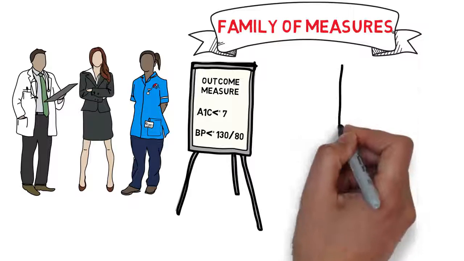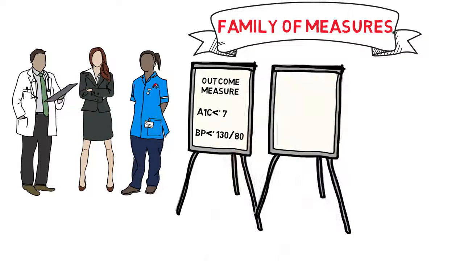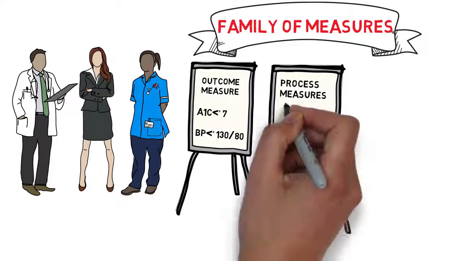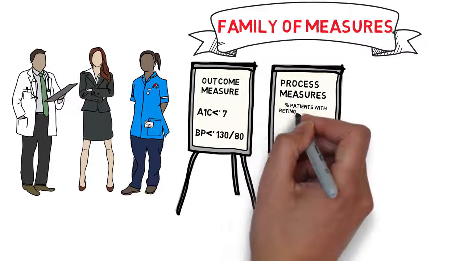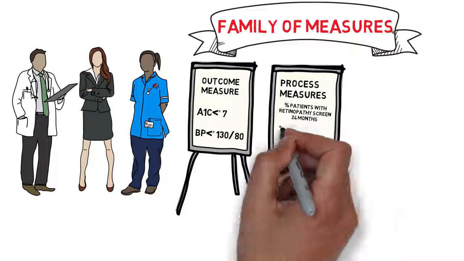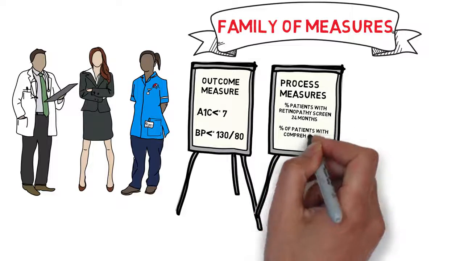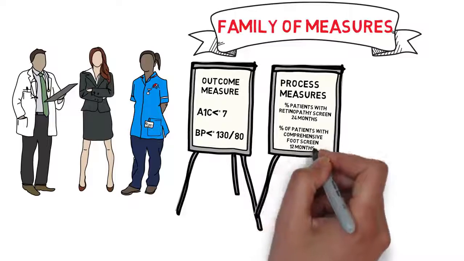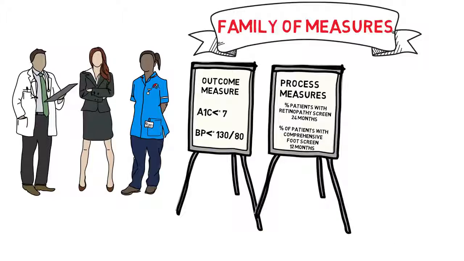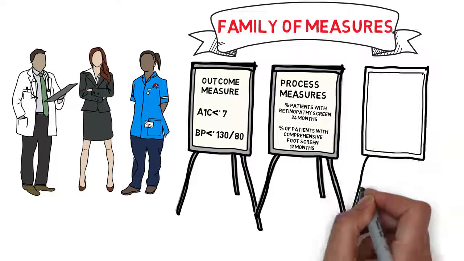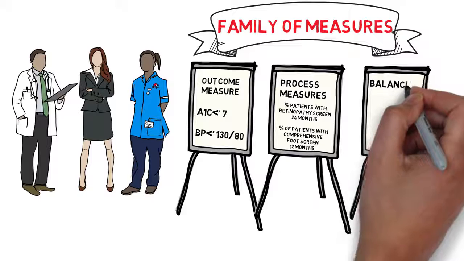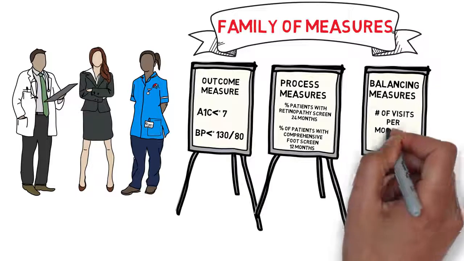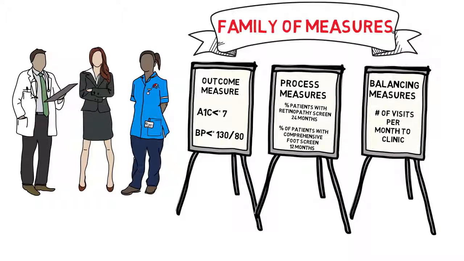In these outcome measures, we hear the voice of the patient because they are from the patient's perspective rather than the system's perspective. Examples of process measures might be the percentage of patients with diabetes who have had a retinopathy screening in the past 24 months, or the percentage of patients with diabetes who have received a comprehensive foot exam in the past 12 months. These reflect processes in the management of chronic disease. The balancing measure might be the number of visits a patient makes to the clinic per month. This is important to examine because the unintended consequence of doing more tests would be more visits, which could be inconvenient to the patient.